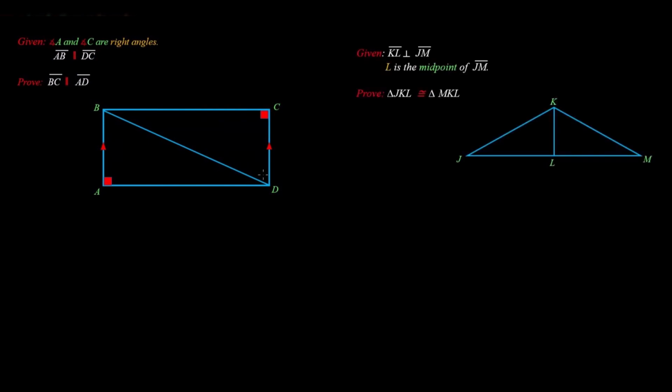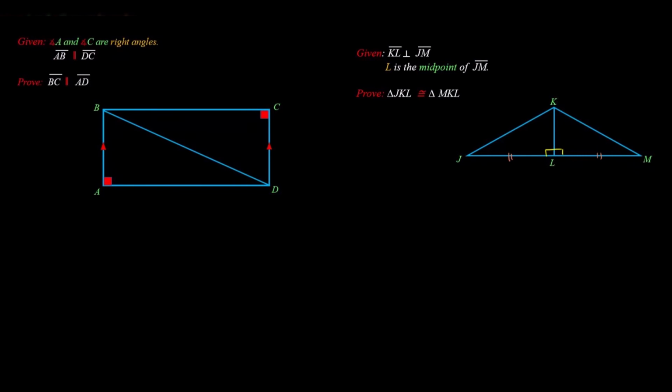And here's a last example for the day. Let's see what we have. Given KL is perpendicular to JM. That means those are right angles. That's what that means. And L is the midpoint of JM. That means these two segments are congruent. That's by definition of midpoint. And then we're asked to prove triangle JKL to be congruent to MKL.